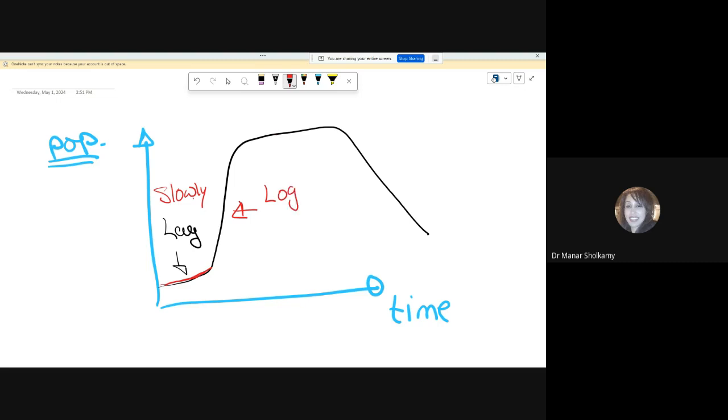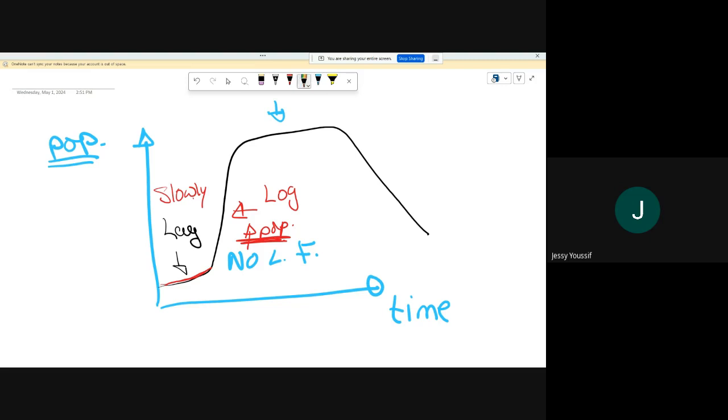Now, what is happening in the log phase? Rapid increase of the population. Very good. Why? Reproduction. No limiting factor. Excellent. I was waiting for this keyword. No limiting factors. Everything is available: food, oxygen, space, mating. They're happy and multiplying and multiplying. Okay? Very good. Now, what is here?